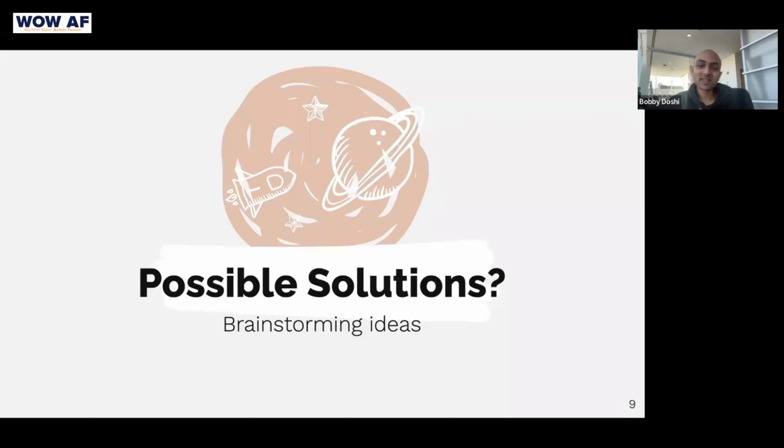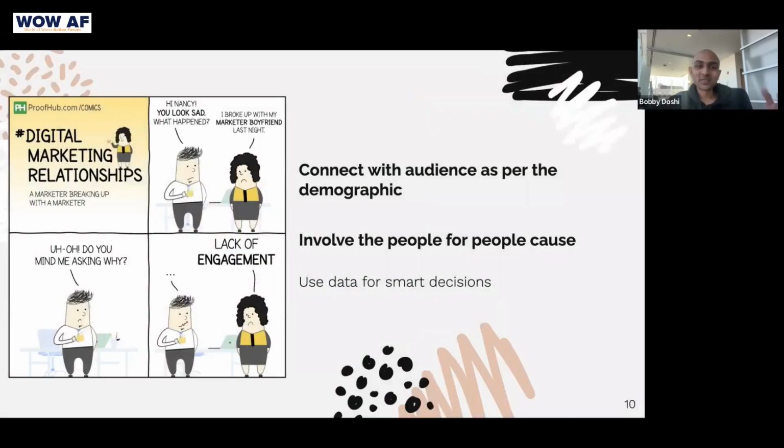Then these are the possible solutions that I want you to think about. How can we address this? This is a simple comic I have put up there. It's basically about digital marketing, and the last part of it is the most important part of the comic. It's the lack of engagement. Especially in the water sector, I feel we lack engagement with the general public. So how can we do that?